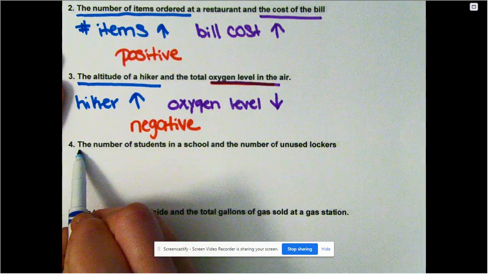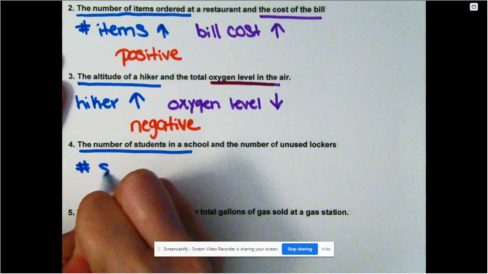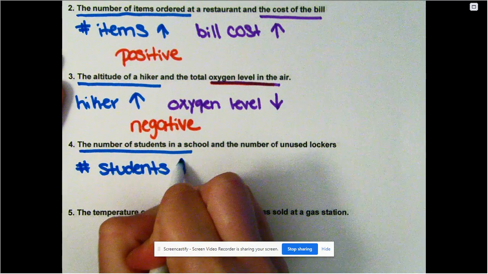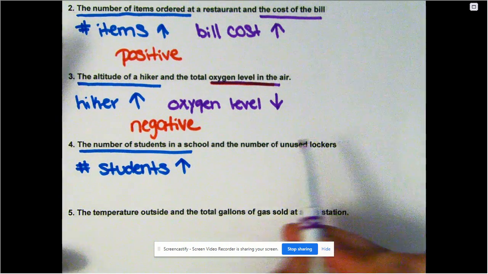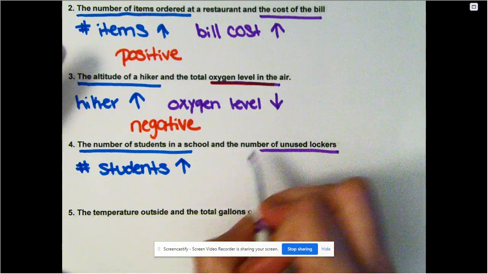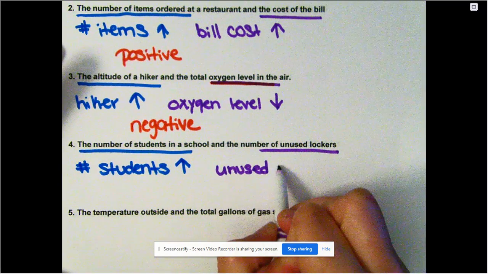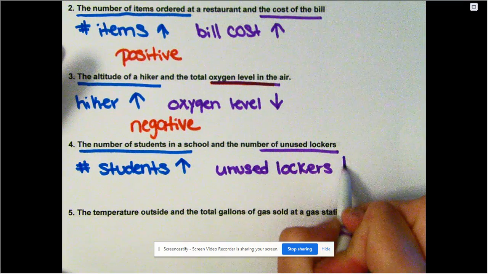Okay, number 4, the number of students in a school and the number of unused lockers. First, I just like to say that as this one increases, so as your number of students increases, what's going to happen to those unused lockers? As you have more students coming to the school, the amount of unused lockers is going to go down because students are going to be filling those up. So your unused lockers are going to decrease.